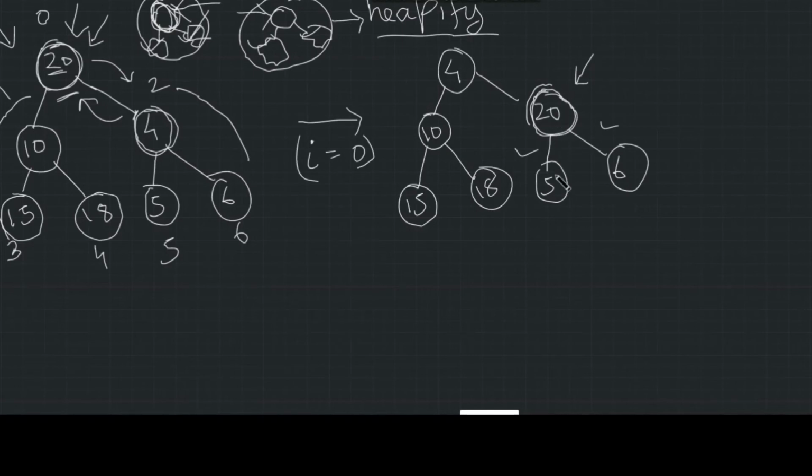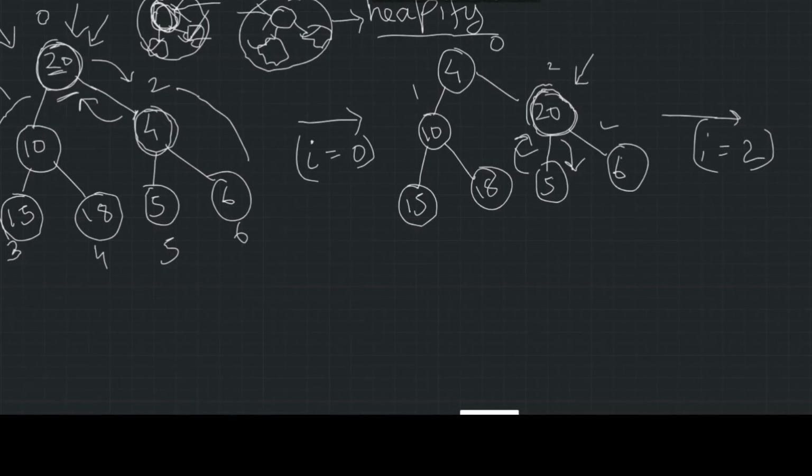So again we compare 20 with 5 and 6. The minimum value is 5. Now we swap this 20 with 5. This one is index 0, 1, 2. At this index we need to perform the heapify operation. After performing the heapify operation, the new tree will have 5 at the top, so 20 and 5 get swapped.